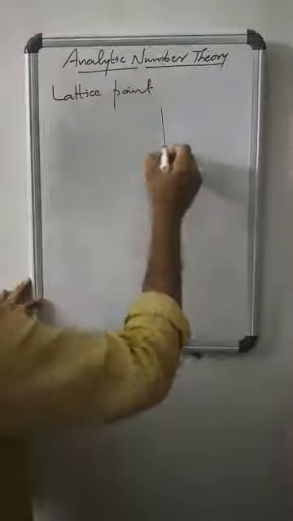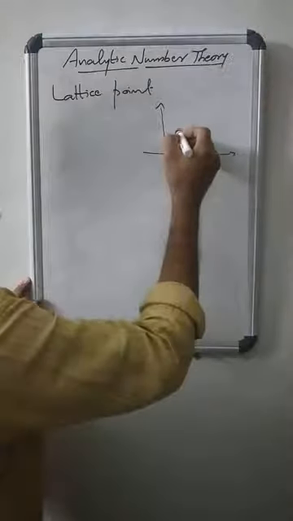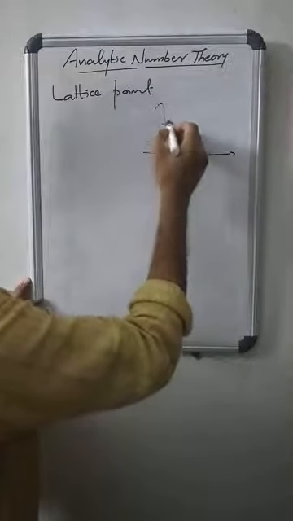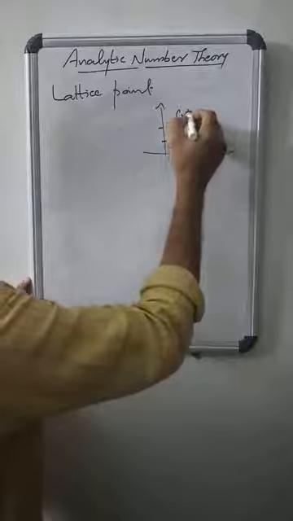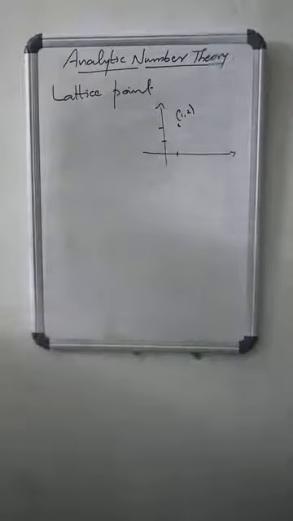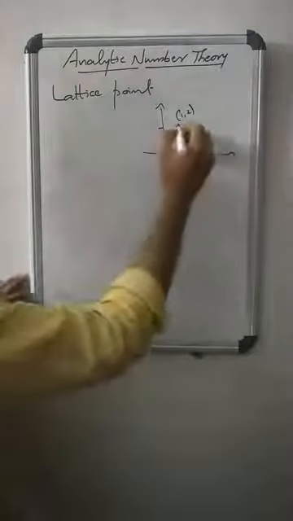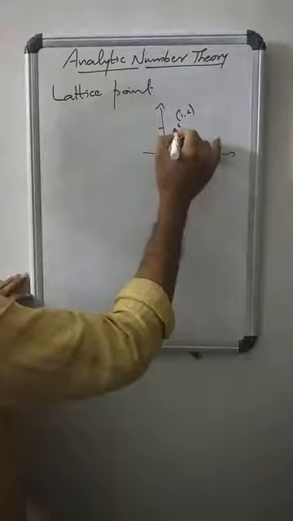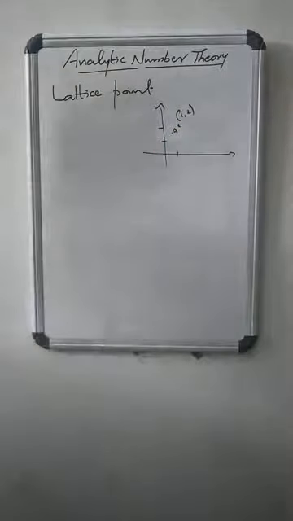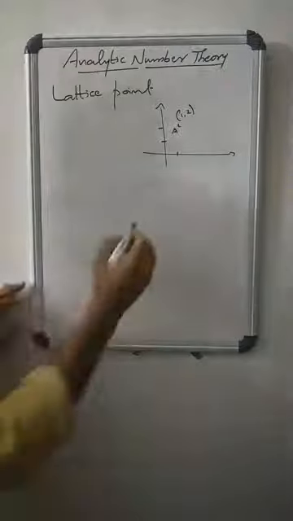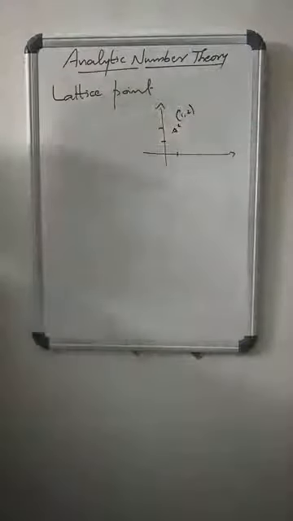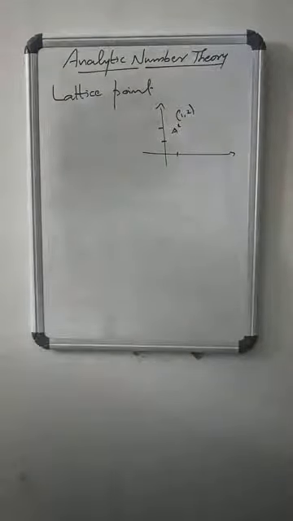Consider this point (1, 2). So this is a lattice point. Why? Because suppose A is the point, then A has integer coordinates 1 and 2. Similarly, you can find an infinite number of lattice points. So a lattice point is a point with integer coordinates.